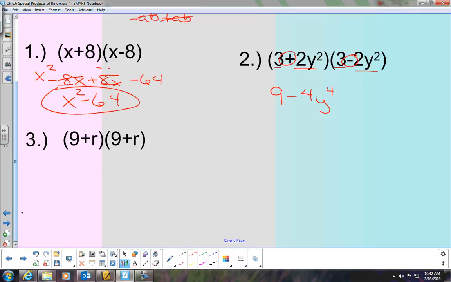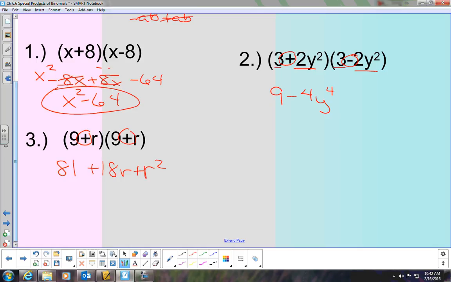How about number 3? 9 plus r times 9 plus r. Will I get a difference of two squares? Why not? Why will I not get a difference of two squares? They're the exact same. That's squaring a binomial, aren't we? That means we're going to get a perfect square trinomial, which is, remember our cookie? Square the first term, square the last term, and in the middle, multiply them together times 2, and we get 81 plus 18r plus r squared for that one.